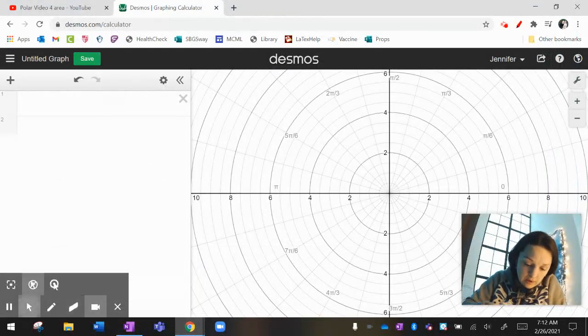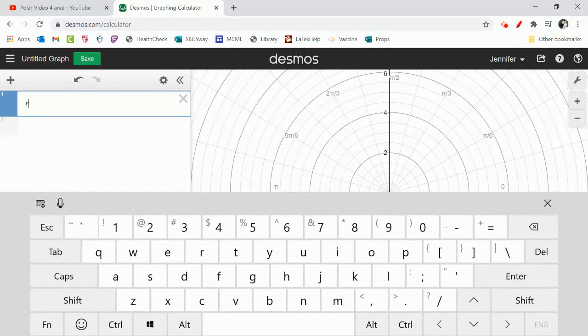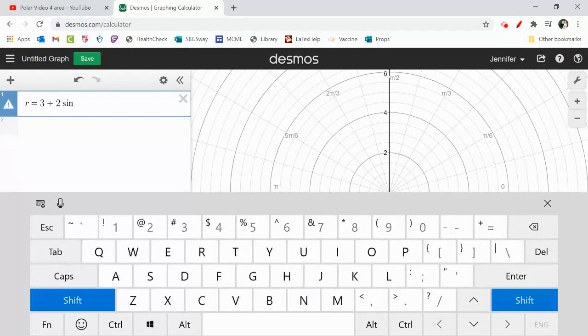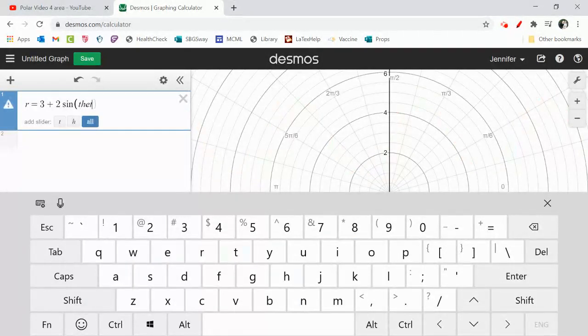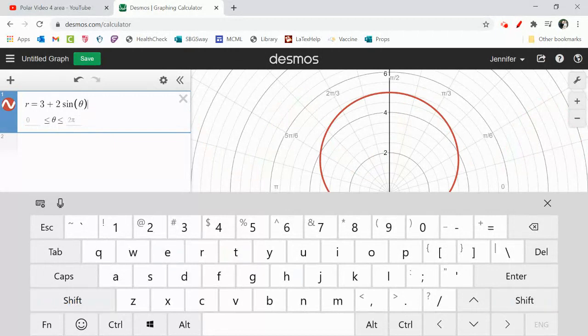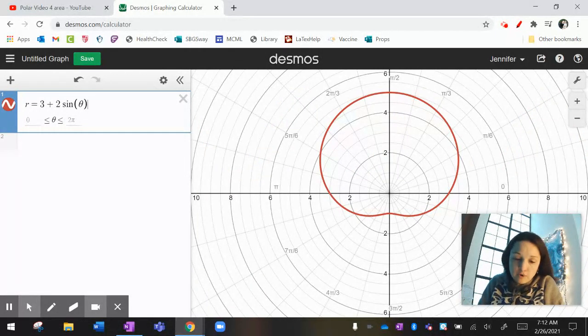And I am going to make this r equals 3 plus 2 sine theta. Okay, so there's my dimpled limacon. Now, the nice thing about Desmos is it will trace it out and tell me what my window needs to be. And this is telling me that the period of this graph is 0 to 2 pi.